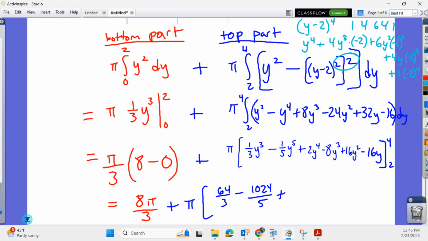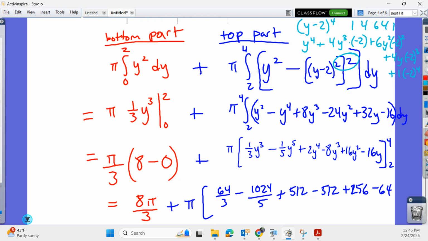And then 4 to the 4th is 256. So times 2 is going to be 512. And then minus 8 times 64. That's 2 to the 3rd times 2 to the 6th. That's 2 to the 9th. That's 512. Hey, that's convenient. And then plus 16 times 16 is 256. So a lot of this with the powers of 2 here kind of cancels out. And then minus 16 times 4, which is 64. And then we have to plug the 2 in and subtract everything.